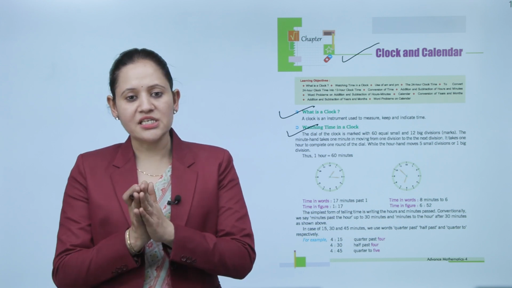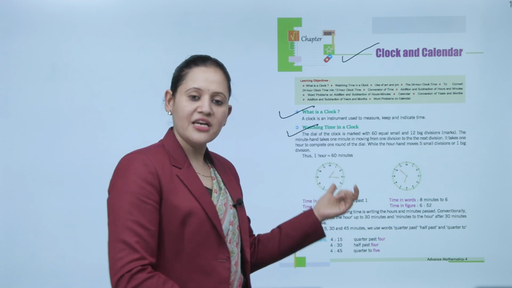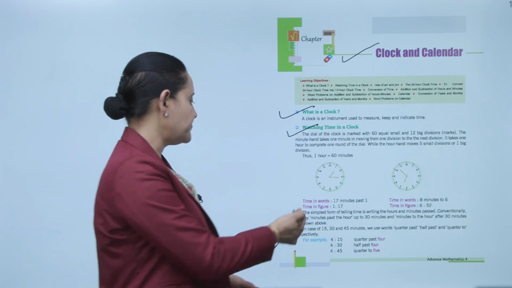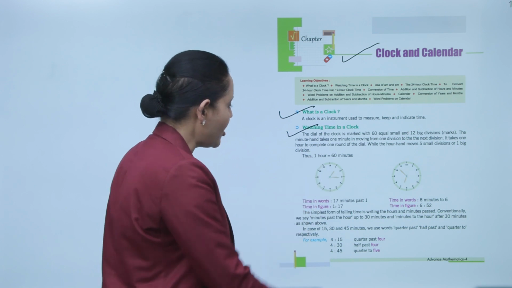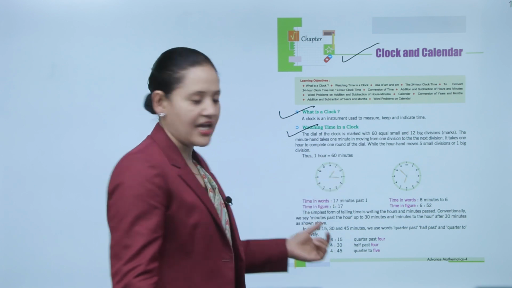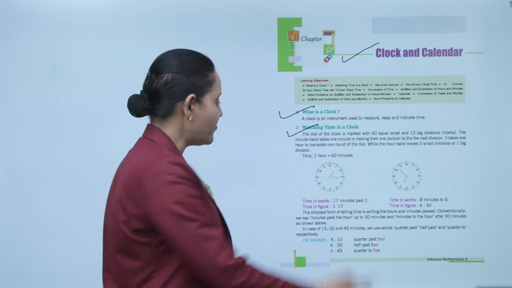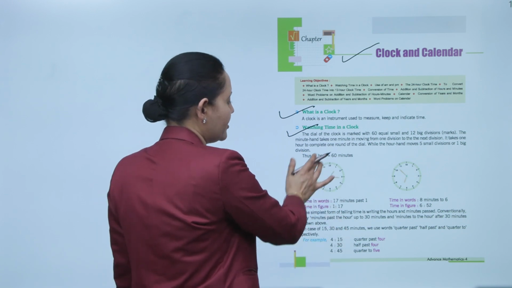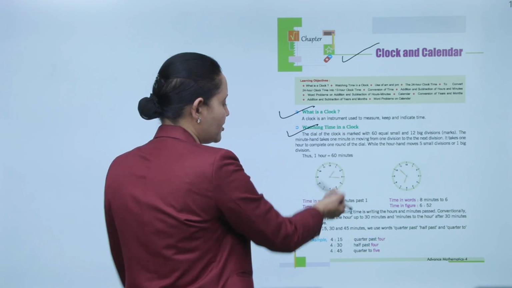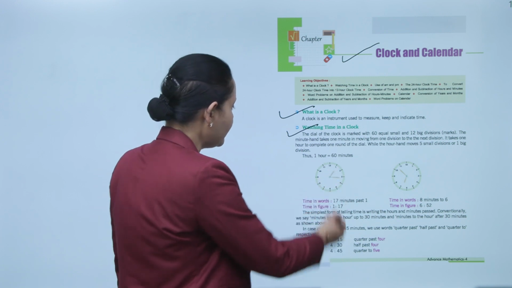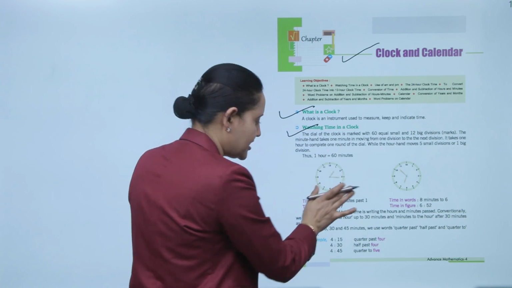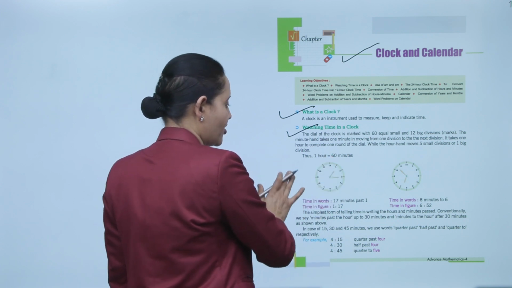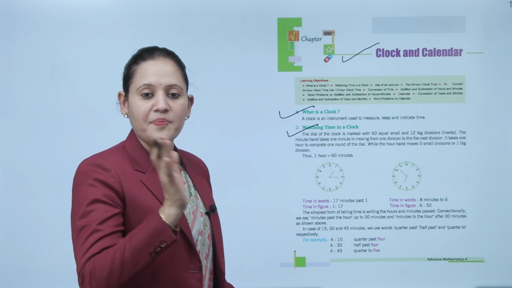So 1 hour equals 60 minutes. The clock has 2 hands, a small hand and a big hand. The big hand shows minutes and the small hand shows hours. So like here, the small hand is on 1 and the big hand is on 3. 3 means 5 into 3, because 5 small divisions hote hain har number ke beech mein, like 12 to 1, 1 to 2. So 5 into 3 is 15. Clear? And it is not exactly on 3. 3 se 2 division aur aage hai. That means 17. So time is 1:17, or we can say 17 minutes past 1.